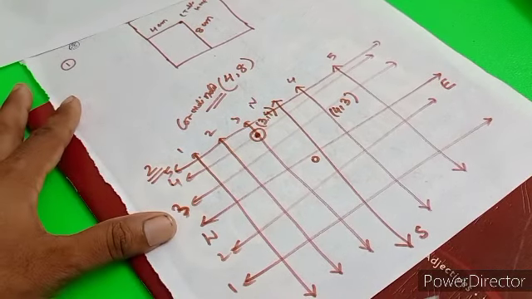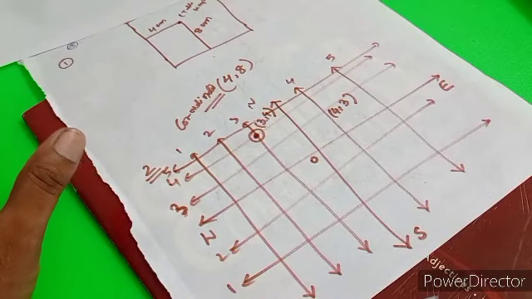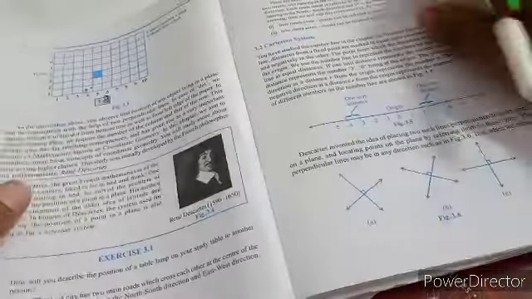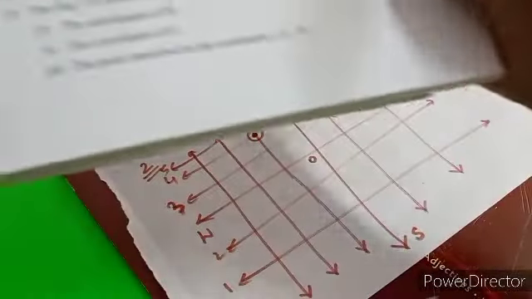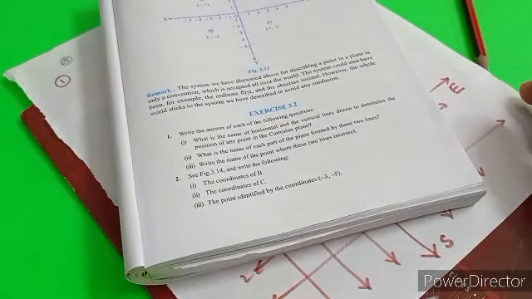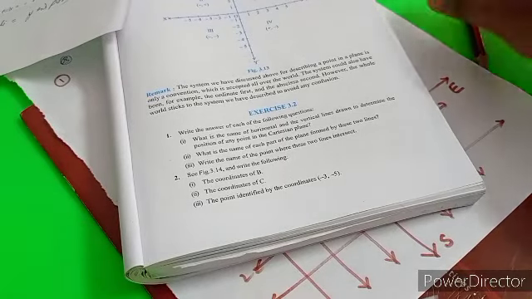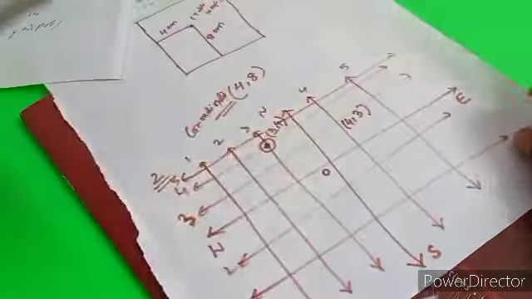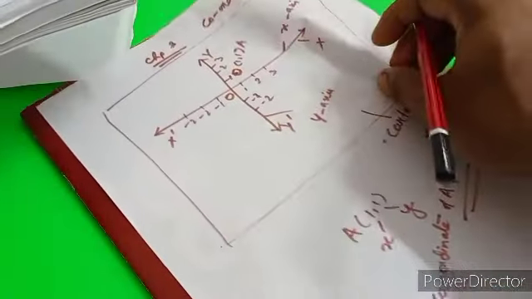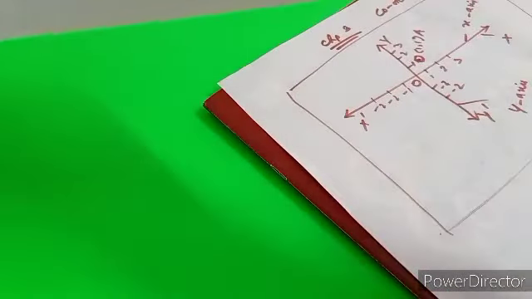Okay, this is question number 2. Exercise 3.1. Now we will discuss exercise 3.2. Exercise 3.2. These are the most easy part that we are discussing here. Let me tell you. We have already discussed it here. Okay, I will take exercise 3.2, question number 1.